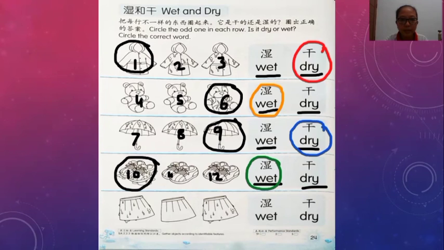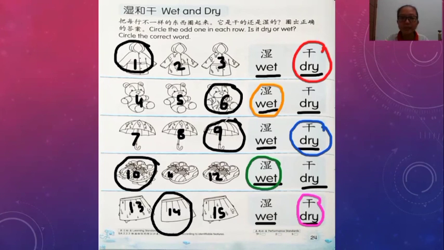Then this the last one. I will write number 13, 14, and 15, right? So which picture is the odd one? Number 14, right? We'll circle and then look at that. Is it wet or dry? Number 14, wet or dry? Dry. We'll circle dry, kering. Okay, now very good.